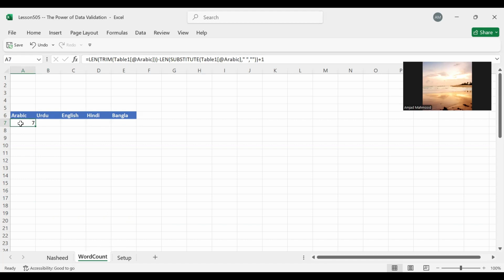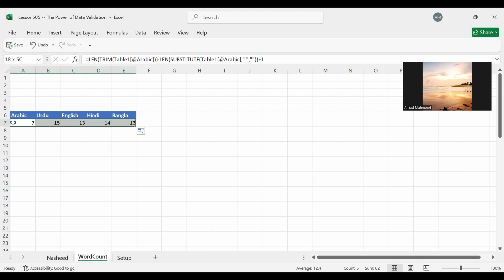So we have only this one formula. This is the replica of the formula which we showed. Only we started with Arabic, right? And then we drag it until here. So Arabic is automatically replaced with Urdu, and Urdu is replaced with English automatically, Hindi, and then comes Bangla, right? Then one line is blank.